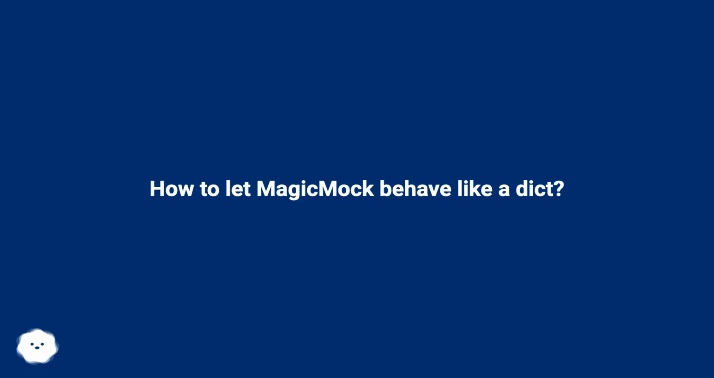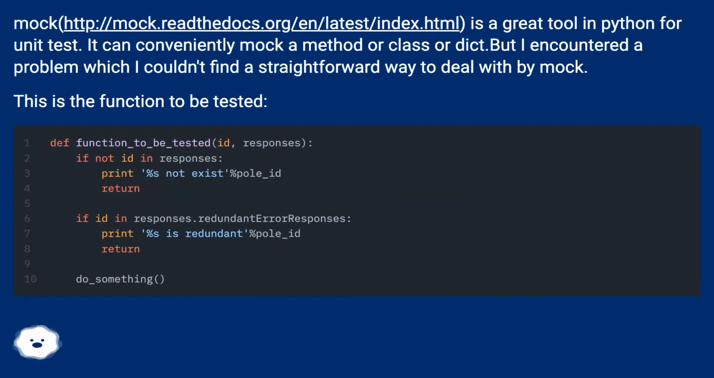How to let MagicMock behave like a Dict. Mock is a great tool in Python for unit tests. It can conveniently mock a method or class or Dict, but I encountered a problem which I couldn't find a straightforward way to deal with by mock.